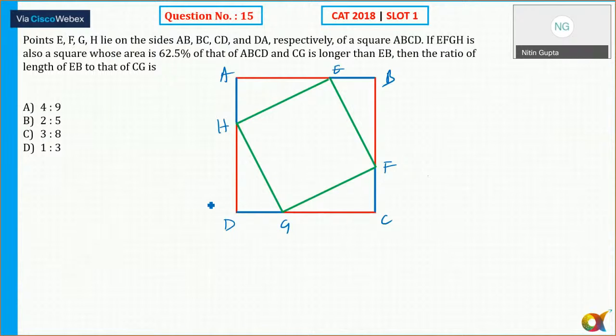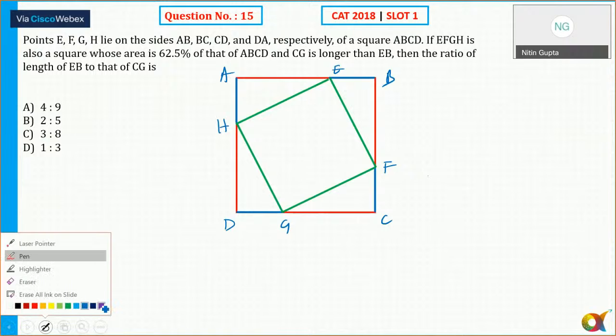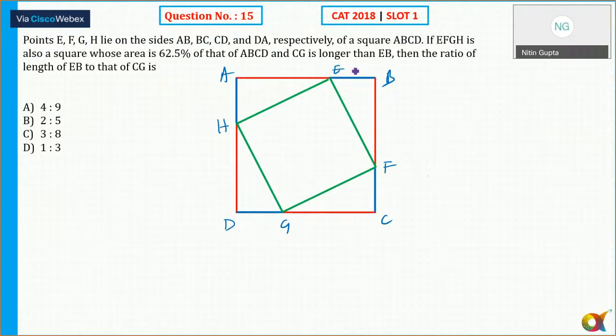Now I need to find the ratio of the length of EB to that of CG. So if EB is equal to 1, then AE I am taking as K. So this is 1 and K, 1 and K, and then 1 and K. They must be equal. And this area is equal to 62.5%. So what is this length? This is 1 and K, and this is 90 degrees. So this distance is equal to root of 1 plus K square.